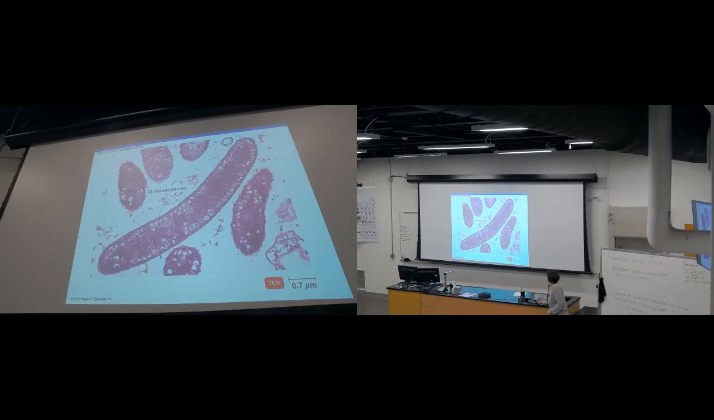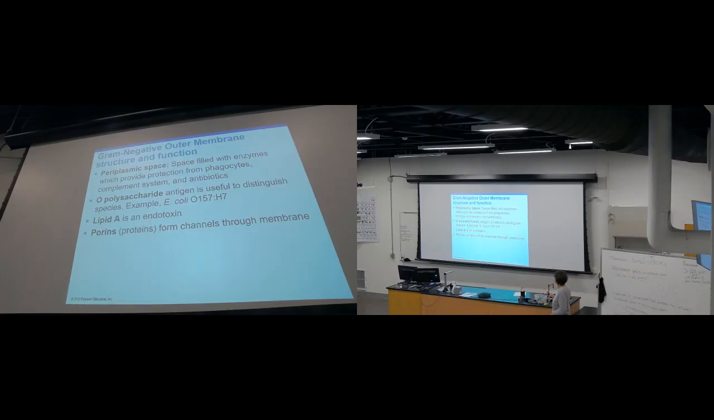So that's photosynthesis. And then underneath the outer membrane of gram-negative bacteria, you have a space that is called periplasmic space. And this periplasmic space is filled with enzymes that help the bacteria prevent phagocytosis.